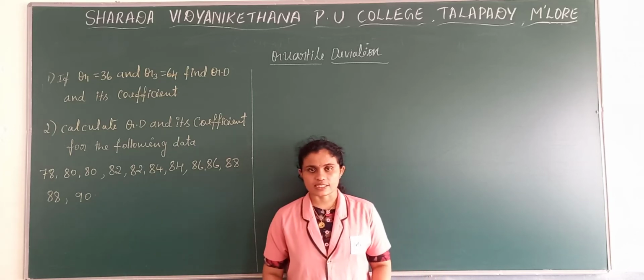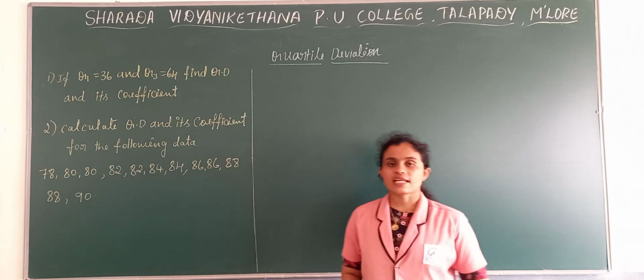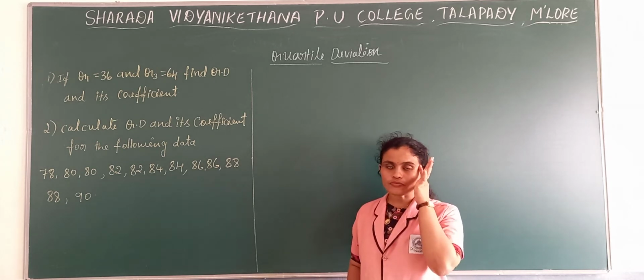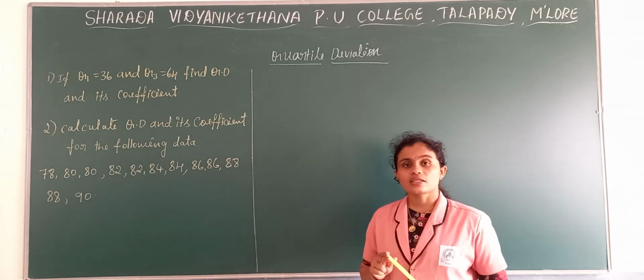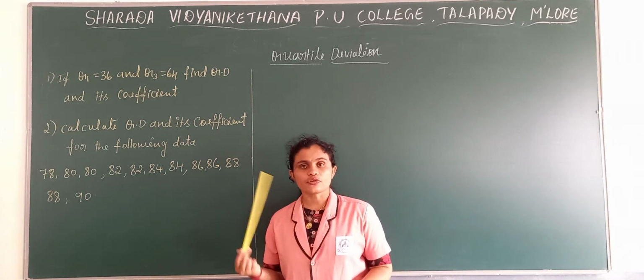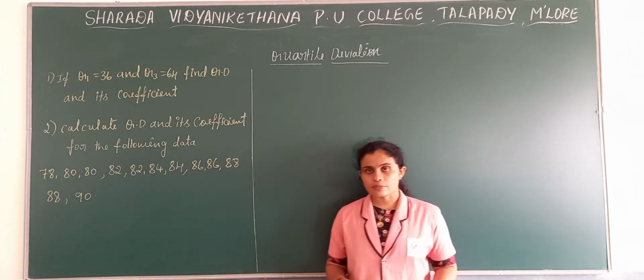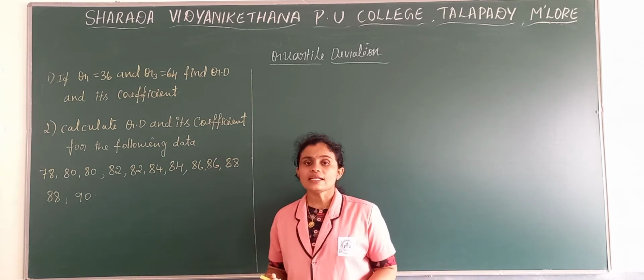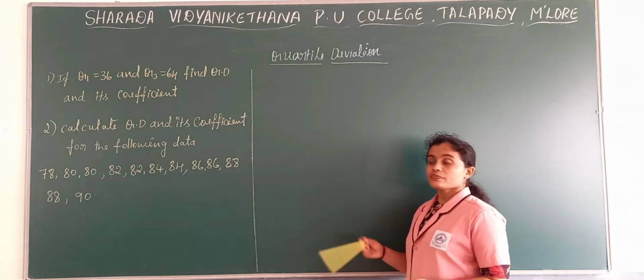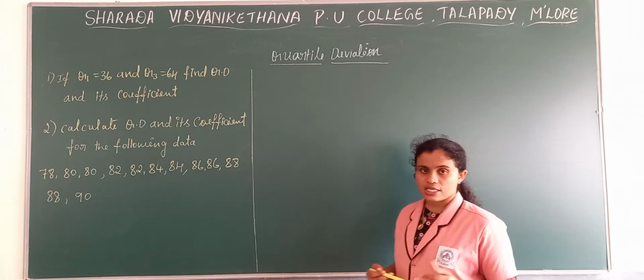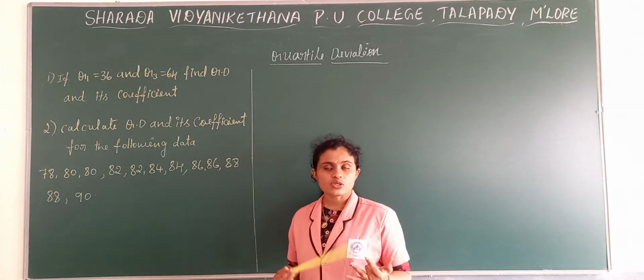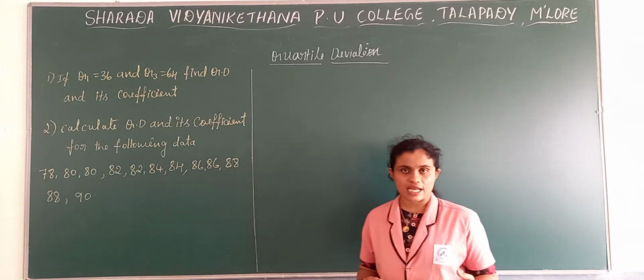Welcome to statistics class. In the previous class we discussed measures of dispersion. So we are discussing the third part in the fifth chapter, that is univariate data. The third part is measures of dispersion, and under that we have seen there are four kinds of measures, mainly range, quartile deviation, mean deviation and standard deviation.